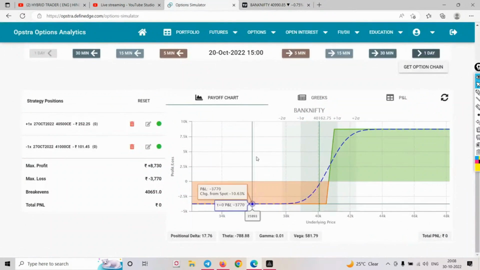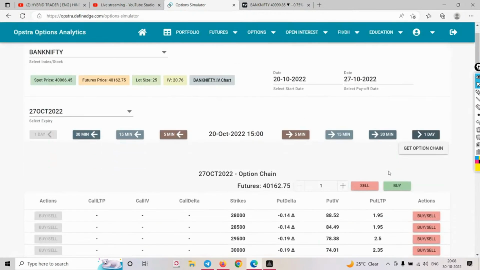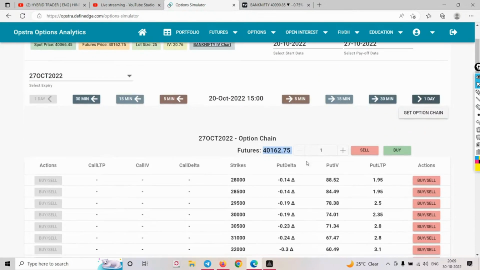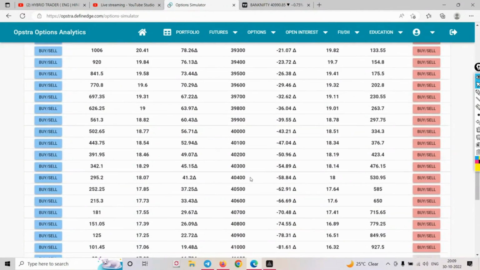Okay, I'll reset. Same thing at 3 p.m. the market stands at, see, don't ask the other questions, because I'll get deviated. Let's stick to this topic. So 40,162 is where the market is standing on 28th October at 3 p.m. Now I'll try to deploy a put debit spread at 40,200, where the market stands.